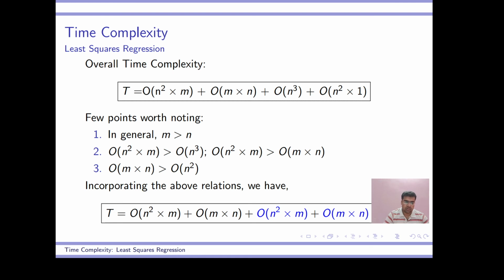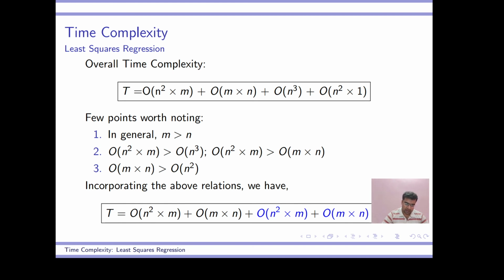Now we incorporate these facts. They're not assumptions, they are basically facts. The first fact is that order of n square m is greater than order of n cube. Then order of n square times m is greater than order of mn, and order of mn is again greater than order of n square. So let us try to find out what actually happens.